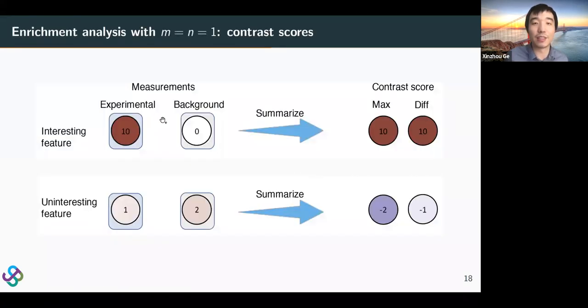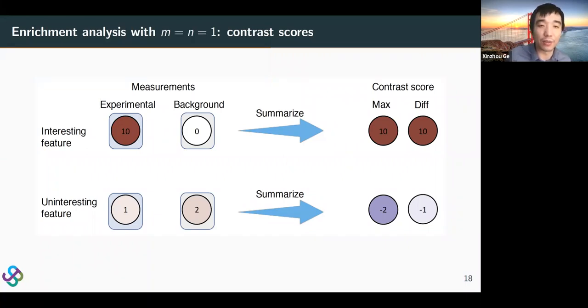Or if we look at the cartoon illustration, in this example we have one experimental condition and one background condition. And this is one feature and this is another feature. For this one feature, as we only have one replicate for each condition, the difference in means is just the difference between the two values. So the difference contrast score is just 10 minus 0 equals 10.